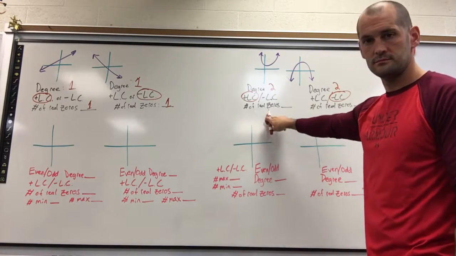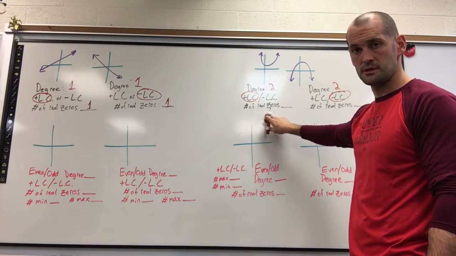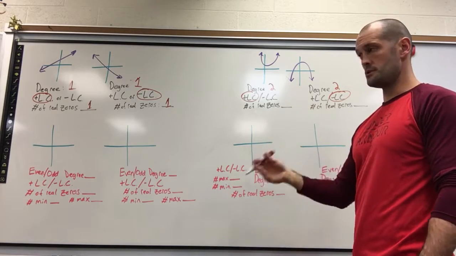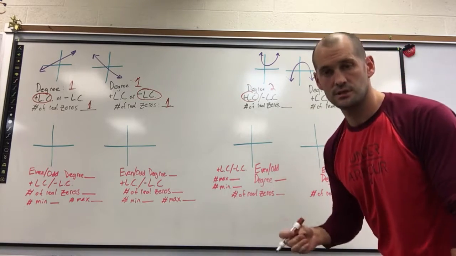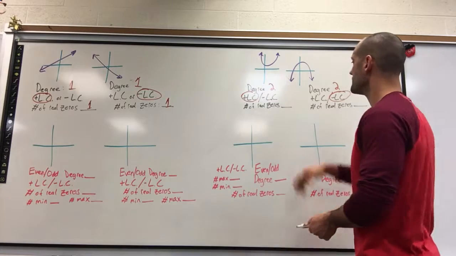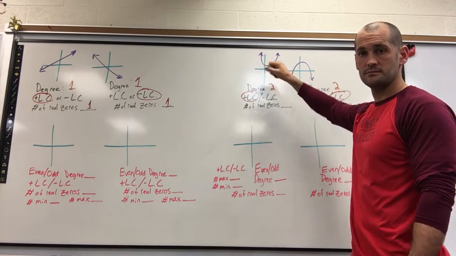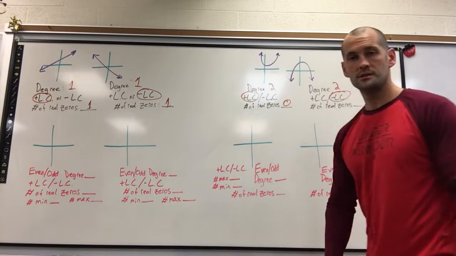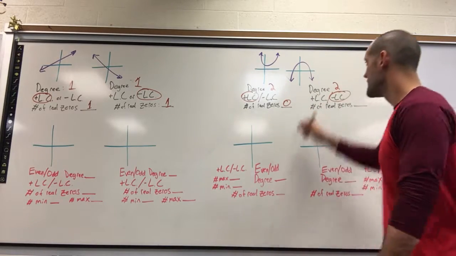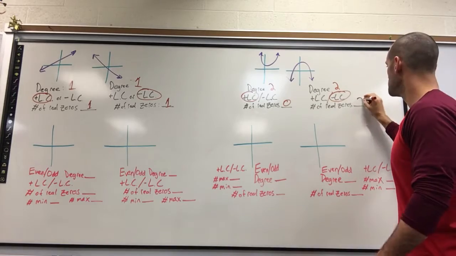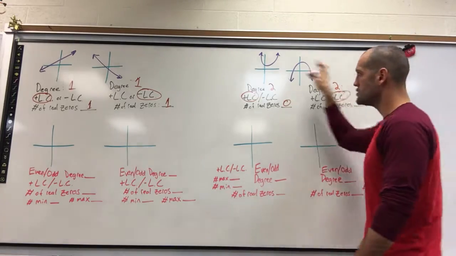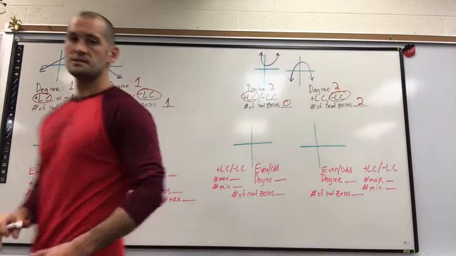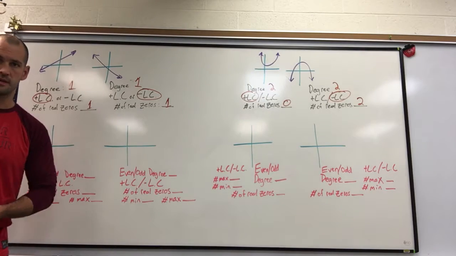But how about this one? Number of real zeros. Again, zeros, think roots, think solutions, think x-intercepts. That's really what we're talking about here. Does that ever cross? Oh, no, no, no. So this one has no real zeros. However, this one has 2. So we're going to use these principles to help us answer questions about some graphs I'm going to make up.